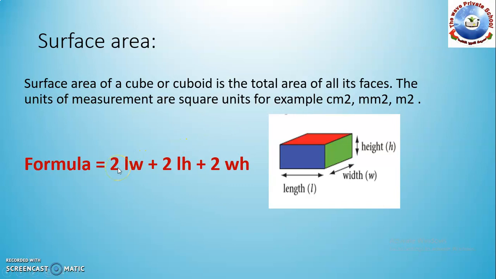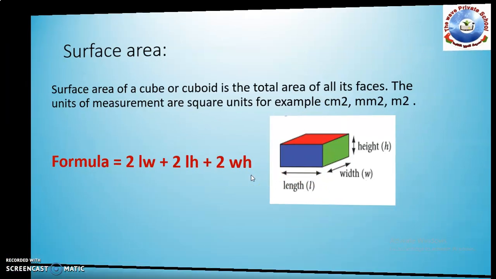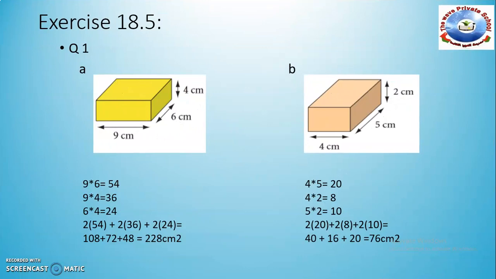When you multiply each side with 2, it means two sides of length and two sides of width, two sides of length and two sides of height, plus two sides of width and two sides of height. When you add all these sides, you can get the whole surface area of this cuboid. So let's start and try to solve our exercise, that is exercise 18.5.